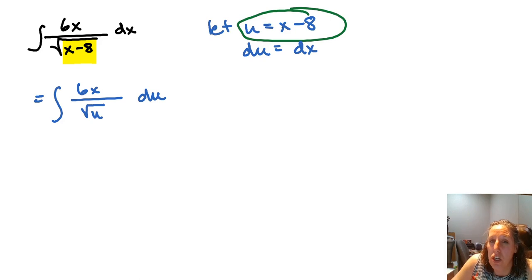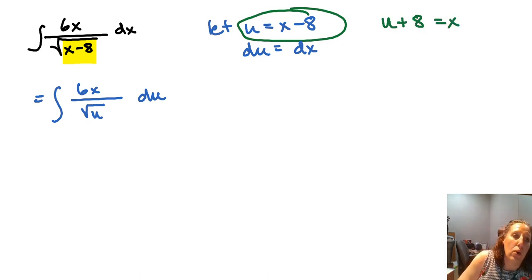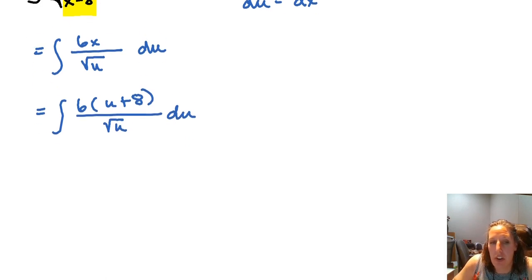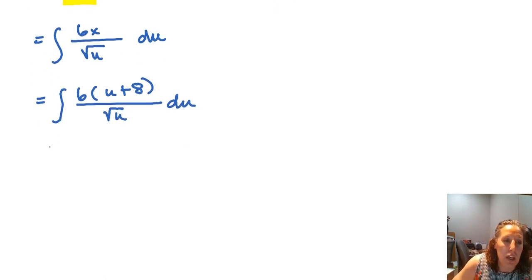Now, we can't change our variable again, but we can rearrange our substitution and find an expression for x. So what we're going to do is solve this for x by adding 8 to both sides. So we get u plus 8 is equal to x. Now we can plug in for that x. And so we get 6 times u plus 8, that's still all over the square root of u. And now we've got everything in terms of our integration variable u.